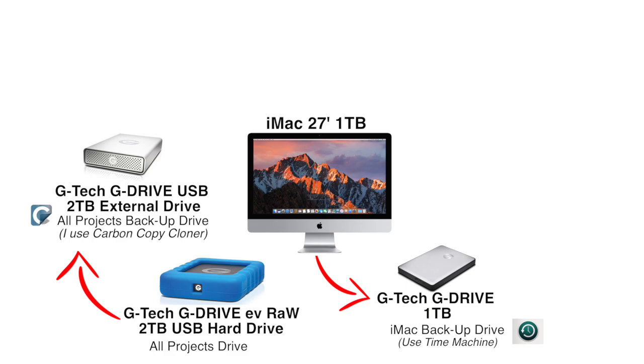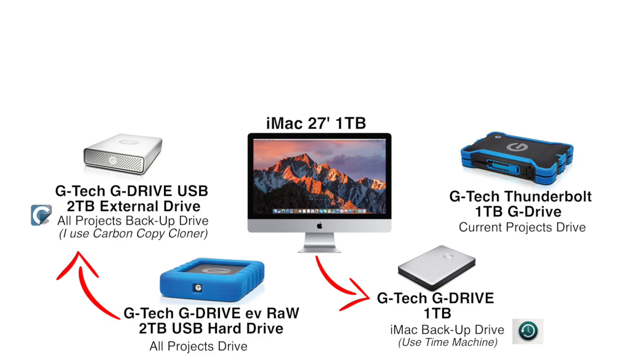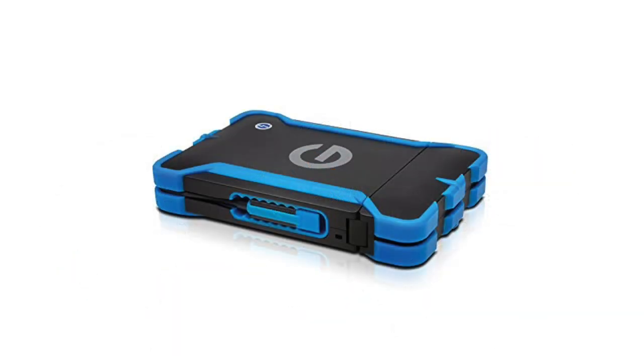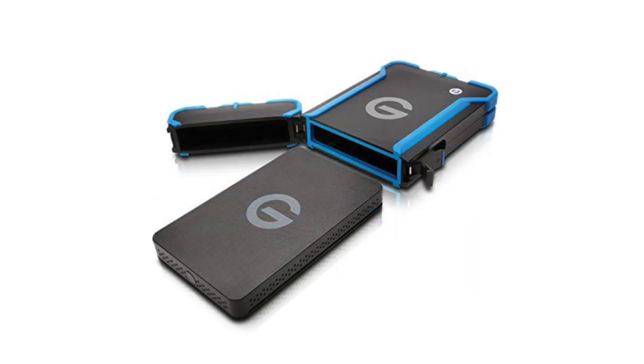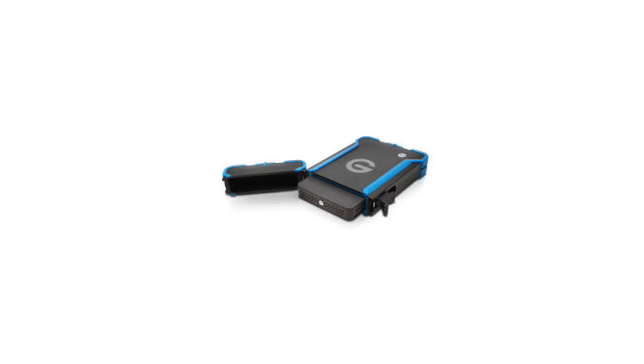The fourth hard drive that I have is called Current Project Hard Drive, and that one is the 1 TB. The Current Project Hard Drive is the one that I use to do all my current projects, right? Let's say I have 10 different projects, and I load all of them into my main hard drive, and then I start working on those projects one at a time.